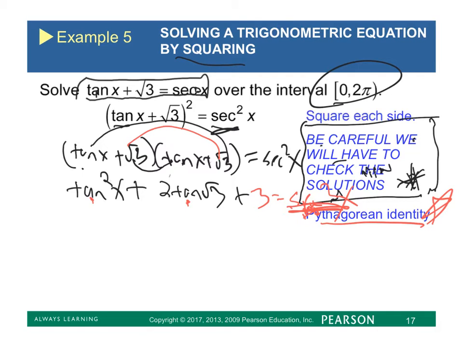Remember, the Pythagorean identity we had was sine squared plus cosine squared equals 1. And if I have a secant squared, that's 1 over cosine squared. So divide everything by cosine squared. Sine over cosine is tangent. Cosine squared over cosine squared is a 1. So you get tangent squared plus 1 equals secant squared.